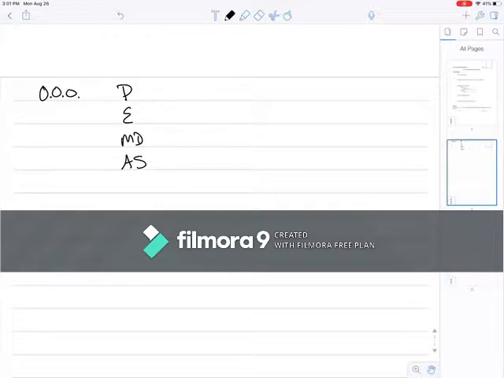Just to remind you of those things, the parentheses stand for parentheses, but any grouping symbol will work. You might see a bracket, you might see a square root symbol, you might even see a fraction bar where the top is separate from the bottom. Those are all examples of grouping symbols or parentheses.